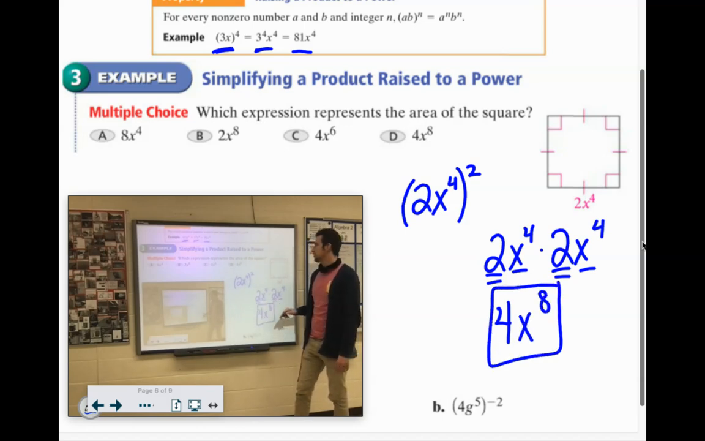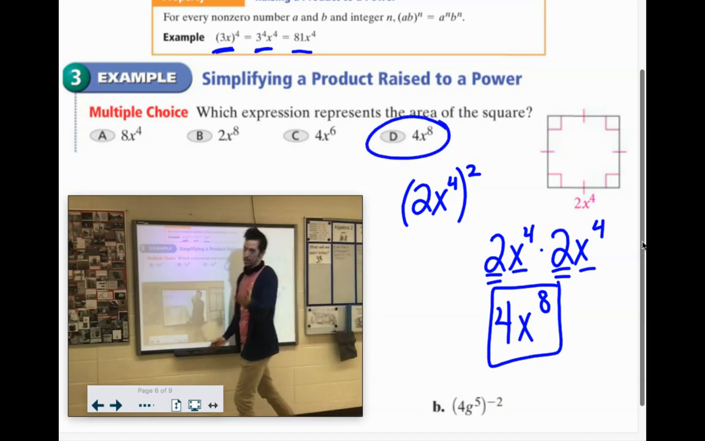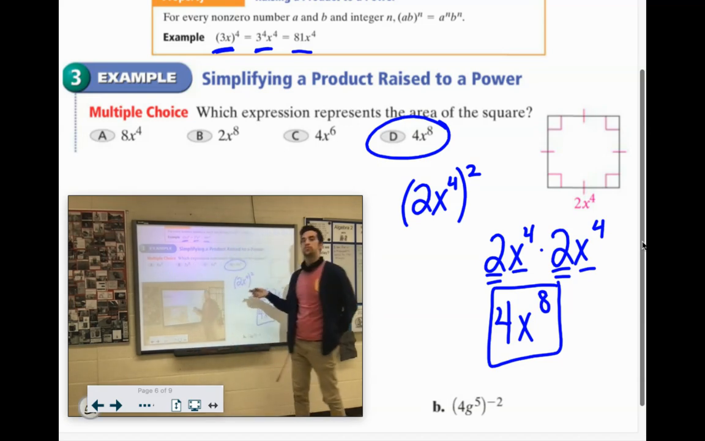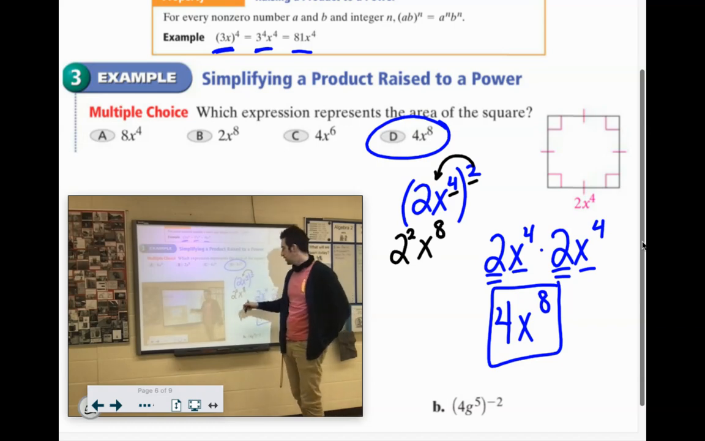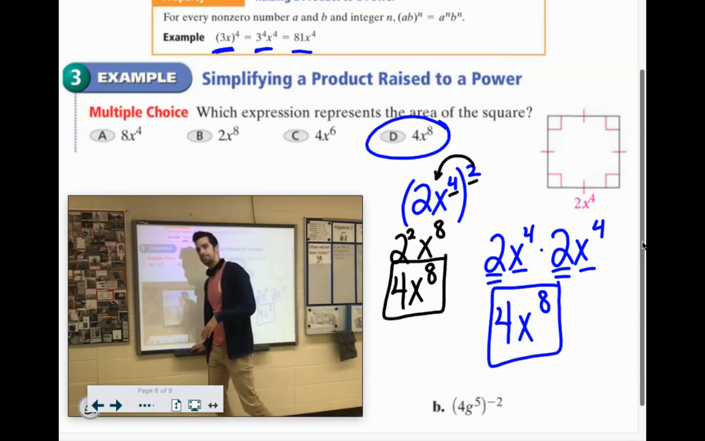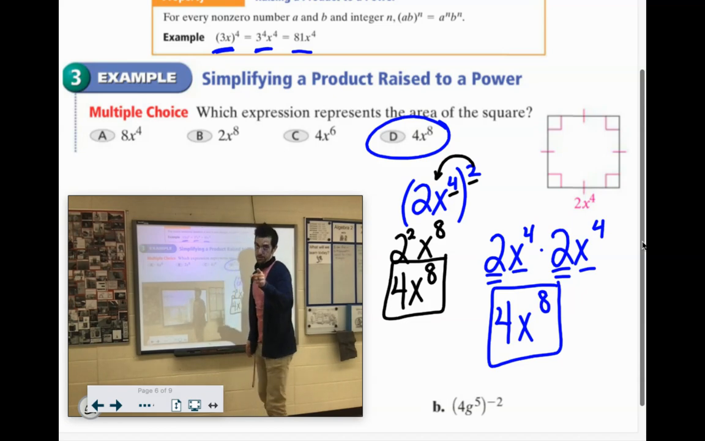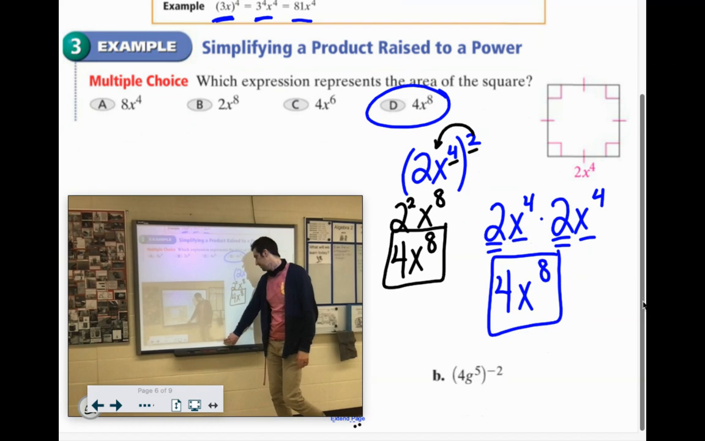Let's see if that's even an answer. 4x to the eighth, sweet. But the way they wanted us to do it is to square everything. So we'd have to square the 2, and for the x, we'd be multiplying 4 times 2 to be x to the eighth. So 2 squared is 4, and you got your x to the eighth. That's the way they wanted us to do it, but we do things our way, okay? We got this. All right, let's try some more out.